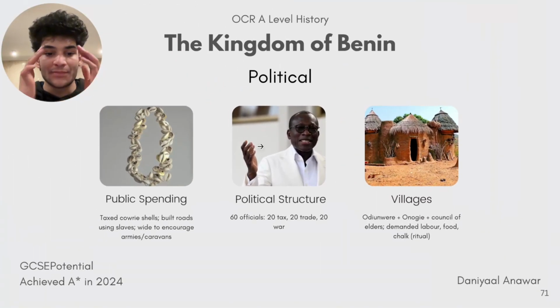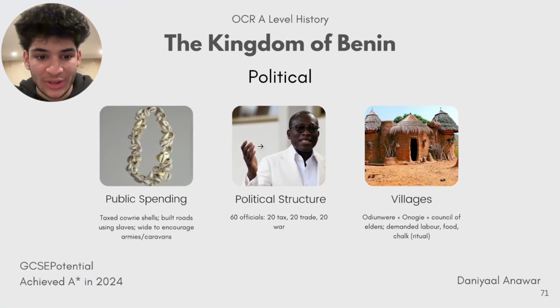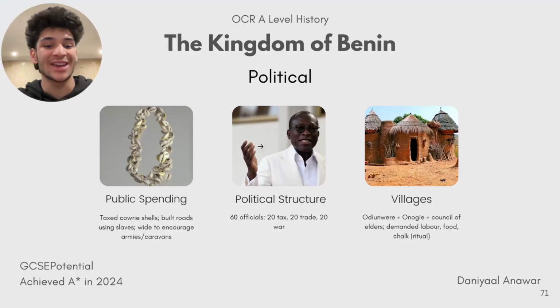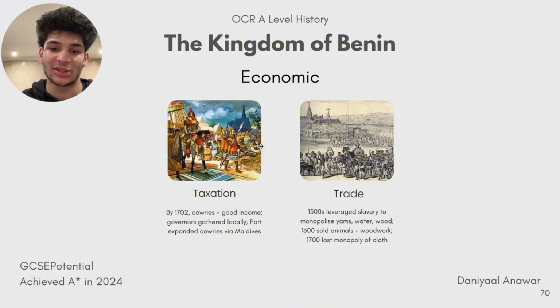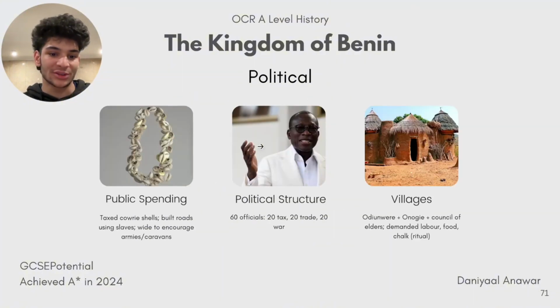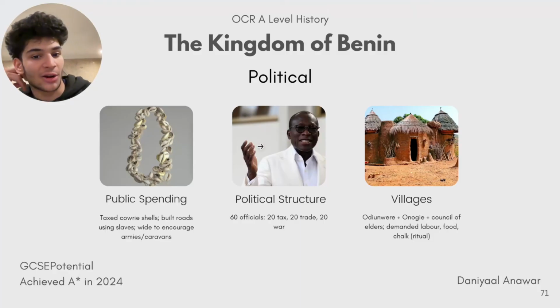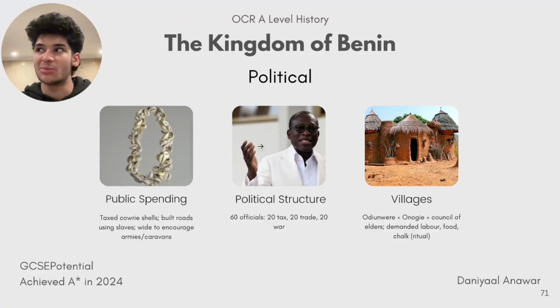Yeah. The next point, political. So 3 points here: public spending, political structure, and villages. So public spending, they taxed cowrie shells, which, as I mentioned earlier, were used as the currency. And they're using them to build roads using slaves, which is kind of good for them because they could then encourage more trade. And the roads were built wide enough to encourage armies and caravans to come. By encourage armies, I mean more so that they could take the large Benin army, which we already talked about, through the roads and stuff like that, so it's easier for them to transport.